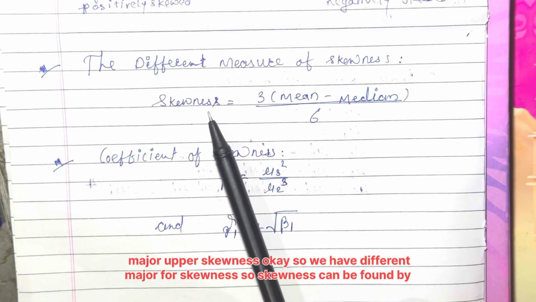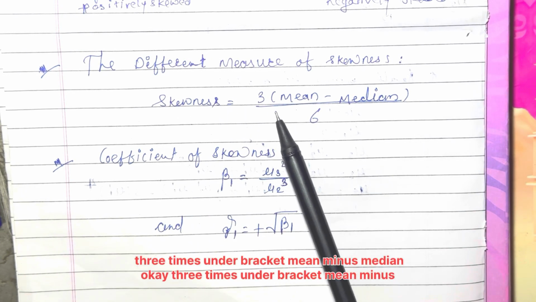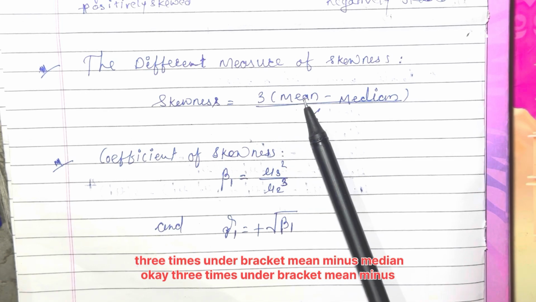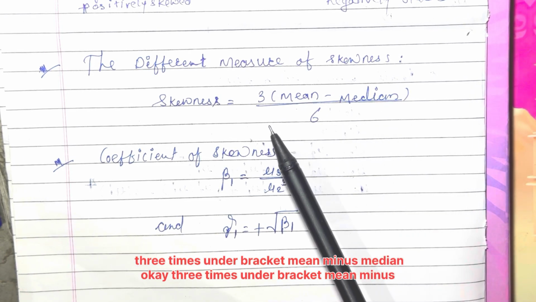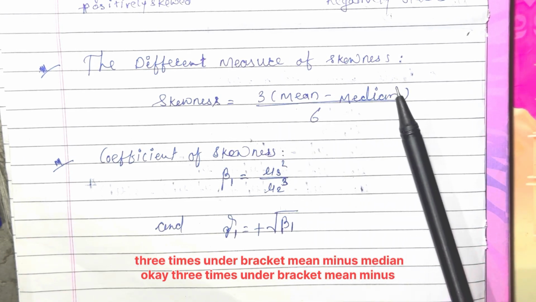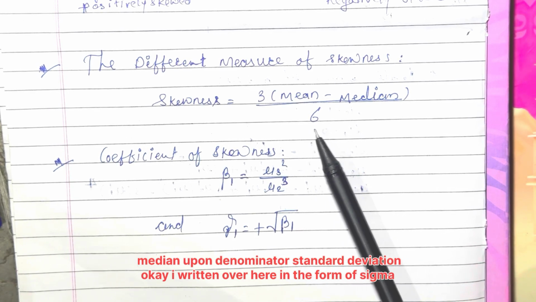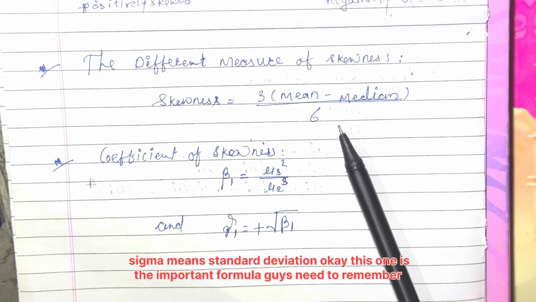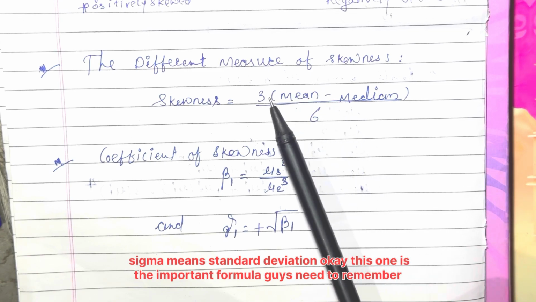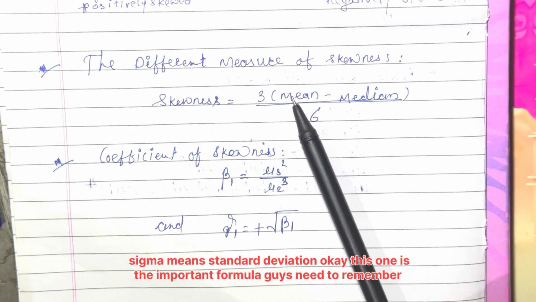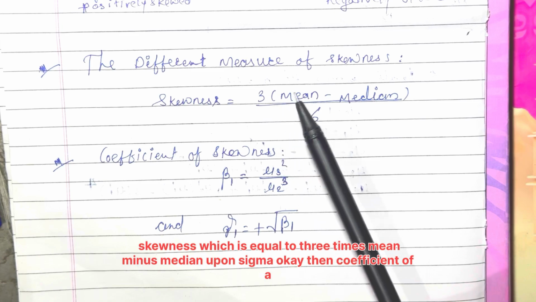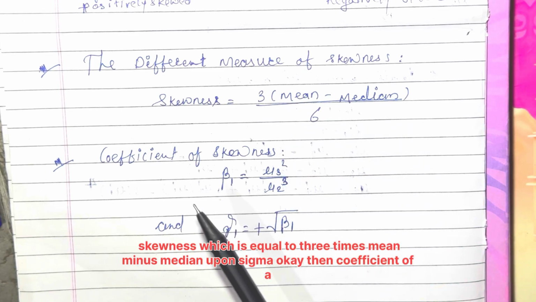So skewness can be found by 3 times, under bracket, mean minus median, upon the denominator standard deviation. I have written it over here in the form of sigma. Sigma means standard deviation. This one is the important formula, guys, you need to remember. Skewness is equal to 3 times mean minus median upon sigma.